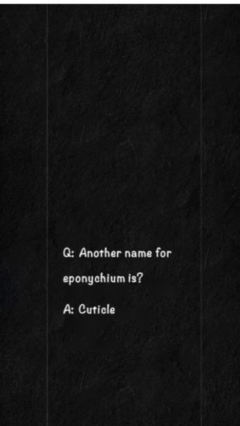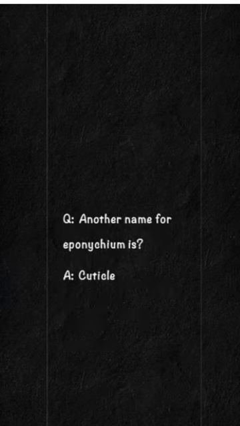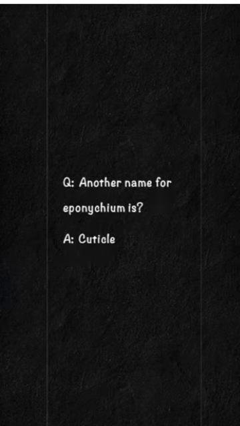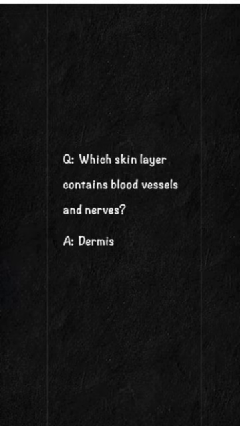Then a question from the integumentary system. Another name for eponychium is cuticle. Which skin layer contains blood vessels and nerves? Answer is dermis. The second layer of the skin is dermis; the layers are epidermis, dermis. So the blood vessels and nerves are contained in the dermis.